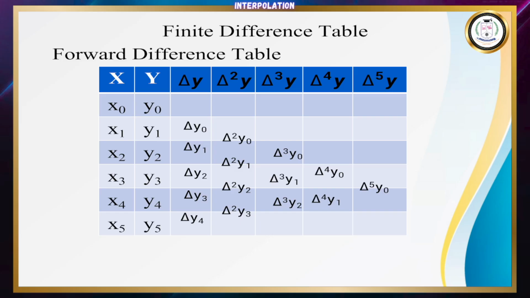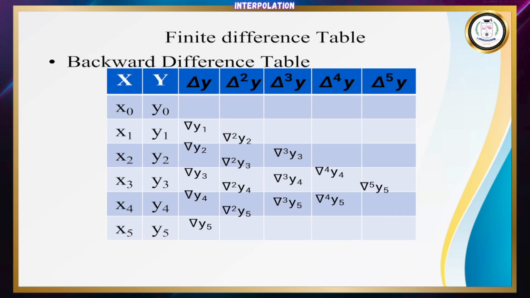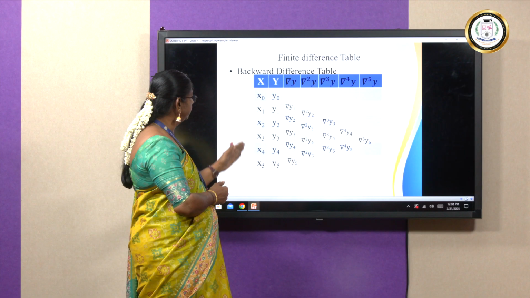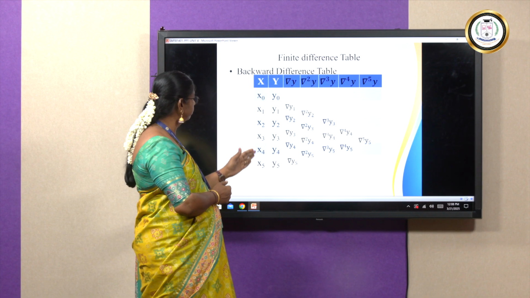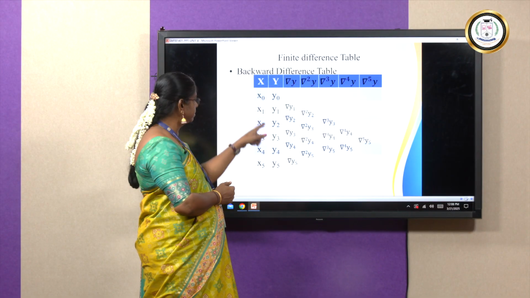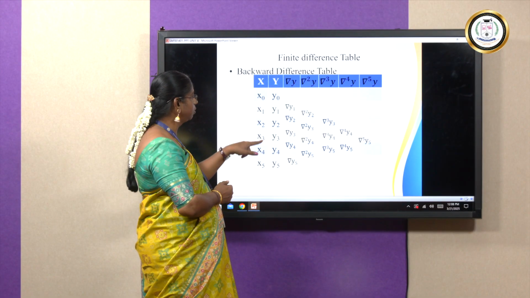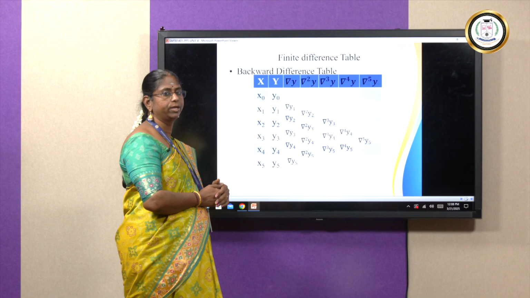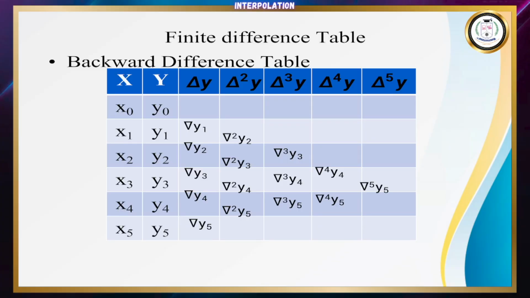At last I am getting delta power 5 y0. Similarly, I can take that backward difference table. So, here again the same example data are taken, that is x0 to x5, the corresponding values of y, given like y0 to y5. And here the backward difference is again the same difference, y1 minus y0, but it is written as del y1, and y2 minus y1 is written as del y2. Like this I can find out the backward differences, the first differences.